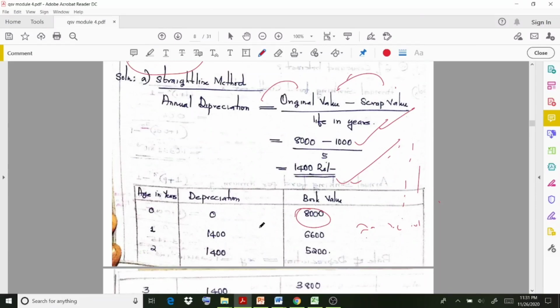So in each case the depreciation is going to be the same, that is 1,400 in each year. In the zeroth year, there is no depreciation, so the book value is going to be 8,000 itself.